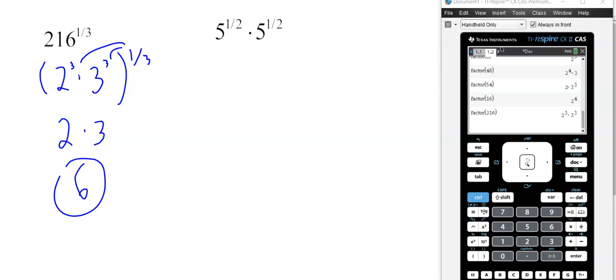Okay, this one, the rule is you're going to add the exponents. So 5 to the 1/2 plus 1/2, which is 5 to the first. 1/2 plus 1/2 is 1.